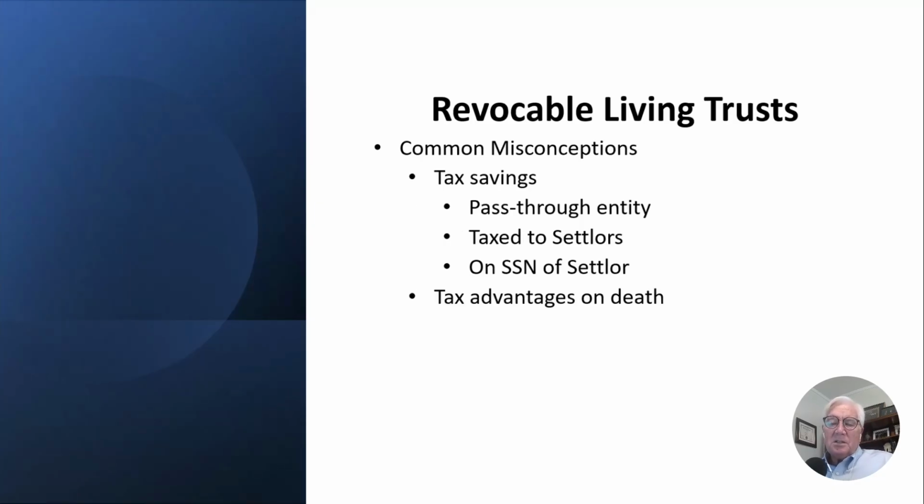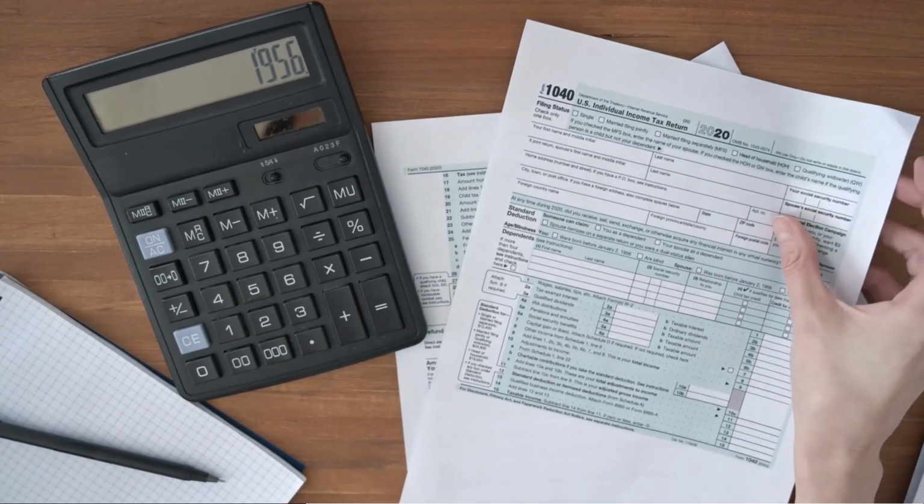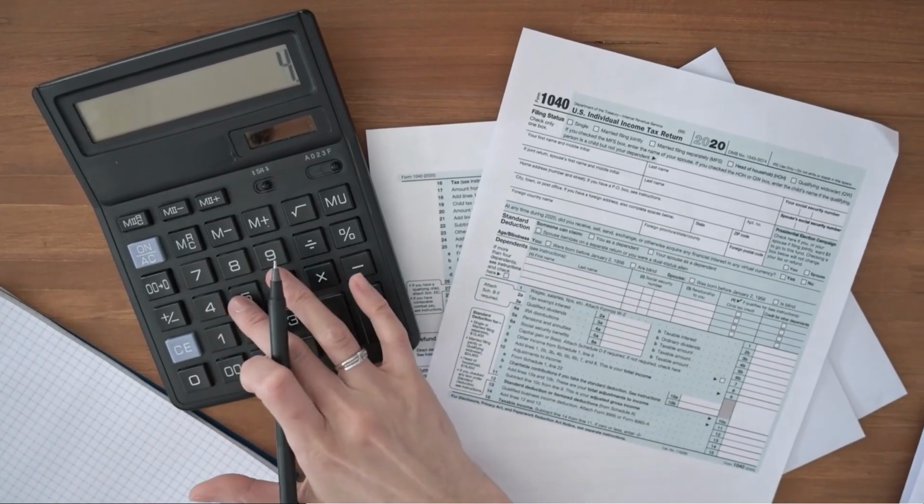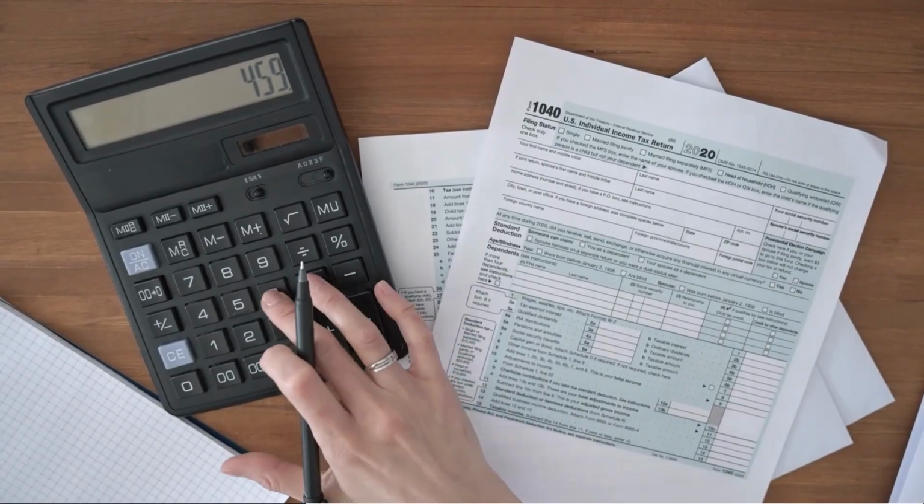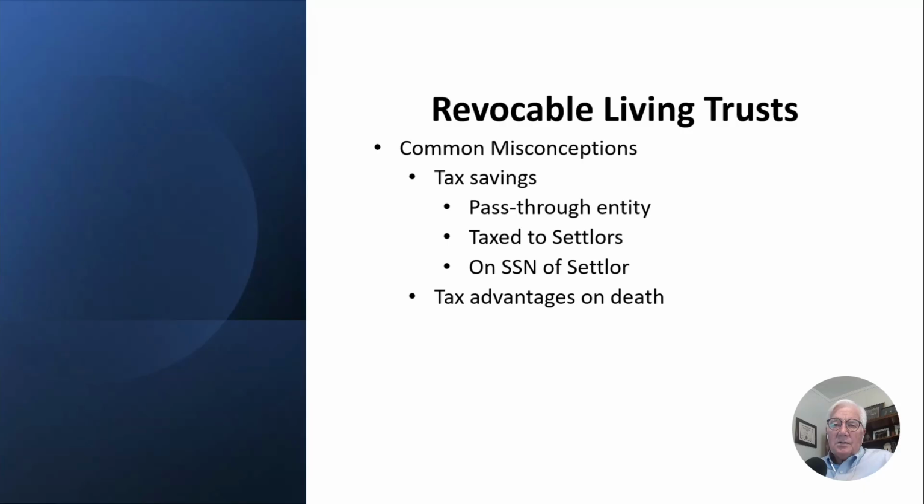So let's talk about the tax ramifications. It is a pass-through entity. So all taxable income comes through to the creator of the trust. The Social Security number of the creator is used for tax reporting purposes. So there's really no tax advantages. Ordinary income is ordinary income. Capital gains are capital gains to the creator in a Revocable Living Trust. The same ramifications apply to a settlor, whether they own assets outright or whether they own them in a Revocable Living Trust.